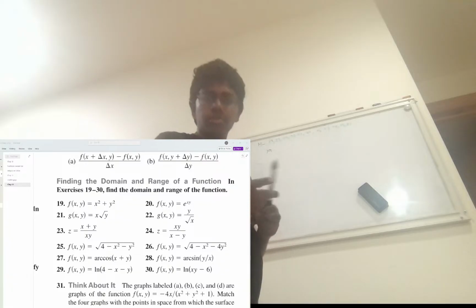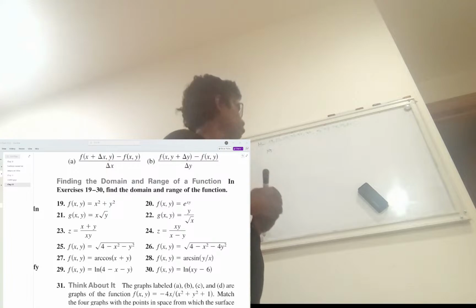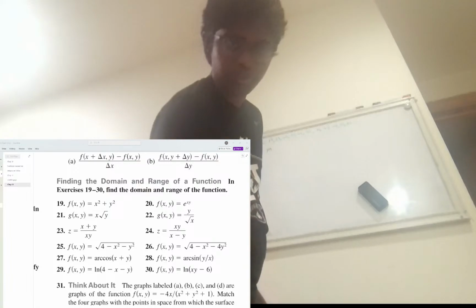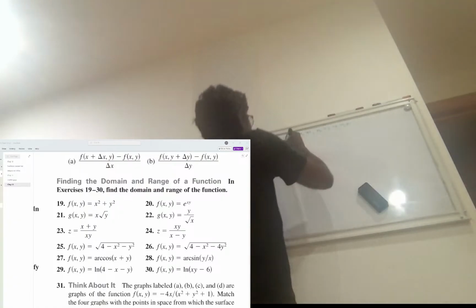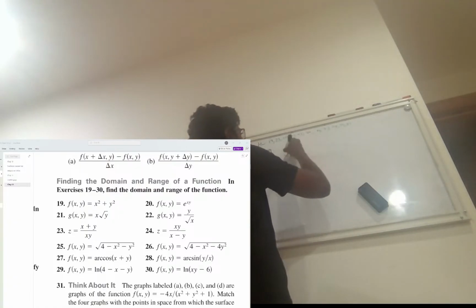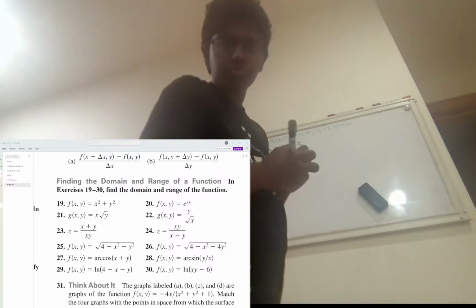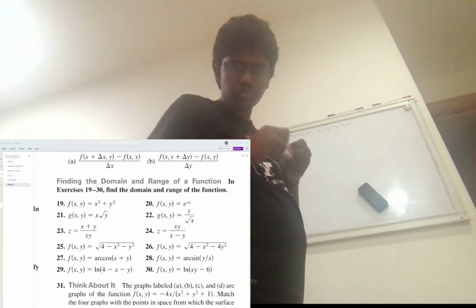Okay, number 19, right? So find the domain and range of the function. Okay, it's pretty simple. It's just all real numbers. I mean, y is part of the real numbers. Pretty simple.